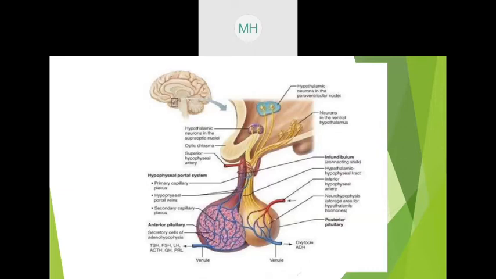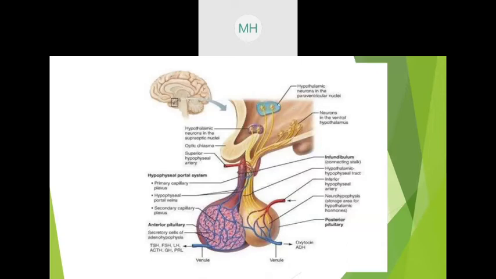At the back of the anterior pituitary is the posterior pituitary. It's also known as neurohypophysis. So why is it called a neurohypophysis? It is because it is a bunch of nerve fibers whose cell bodies are in hypothalamus and the axons are extending into the posterior pituitary.